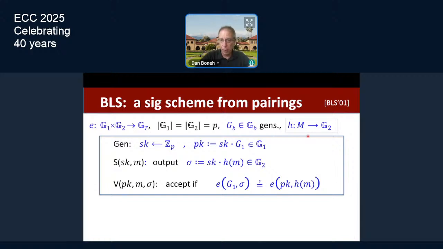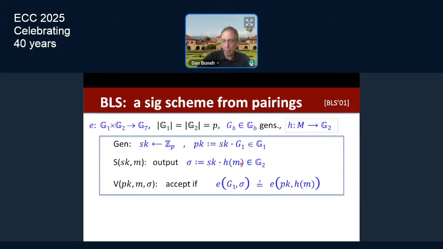The signature scheme is really simple. The only thing we have to use in addition to a pairing is a hash function that maps messages to elements in the group G2. Okay, so we're going to use this hash function. And just to quickly remind you, I'm sure many of you know how the signature scheme works. What we do is we choose a random element between 0 and the order of the group. We multiply our generator G1 by the secret key. That gives us the public key.